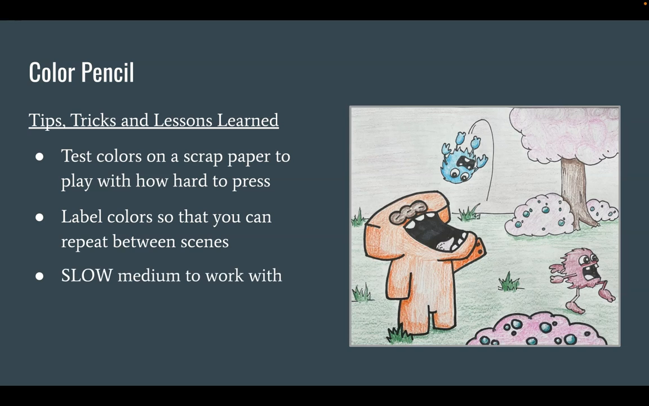A heads up about color pencil is that it is a slow medium to work with. Coloring in large areas with color pencil will take time. The nice thing about color pencil is that your details remain. So if you draw a highly detailed image, color pencil will not go over it and will not cause you to lose your details.